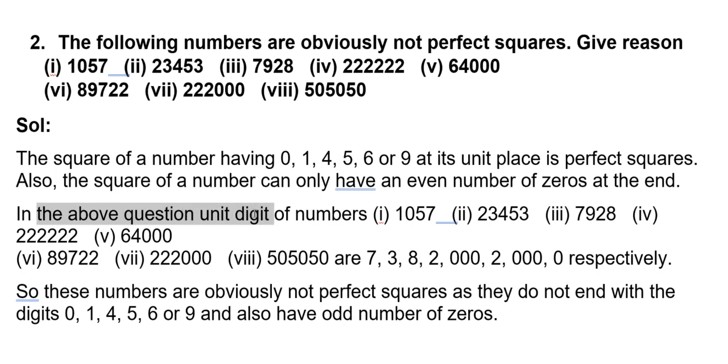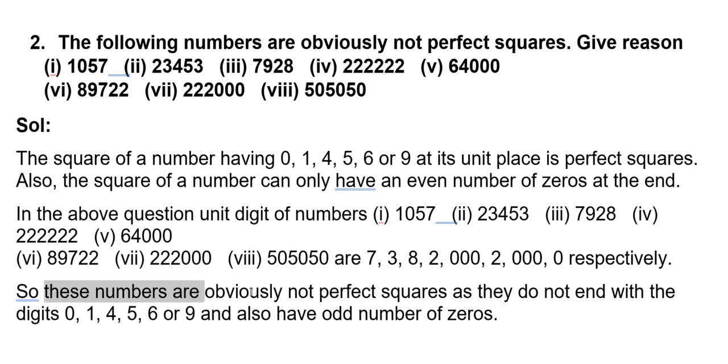In the above question, the unit digits of the numbers 1057, 23,453, 7,928, 222,222, 64,000, 89,722, 222,000 and 505,050 are 7, 3, 8, 2, 0 and so on respectively. Because 1057 has 7 as its last digit, like that. This has 3, this has 8, this has 2, and this one is 0, respectively.